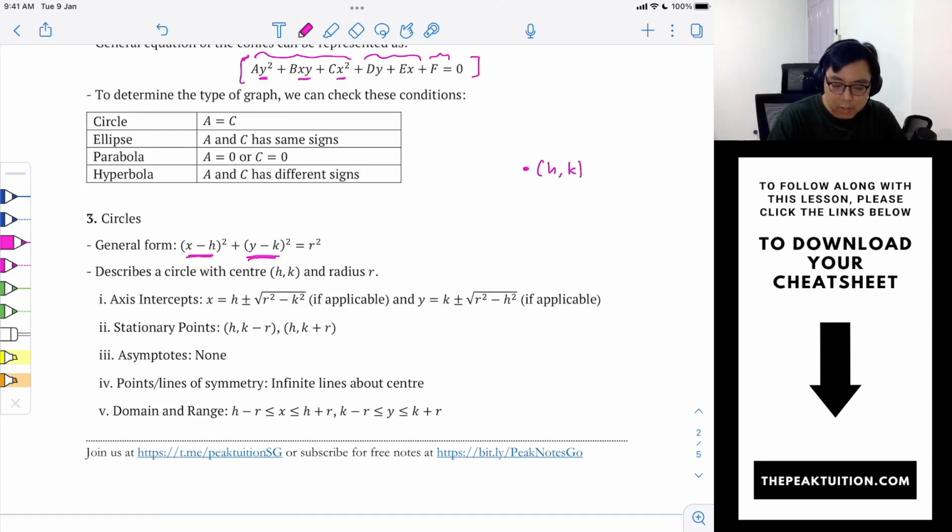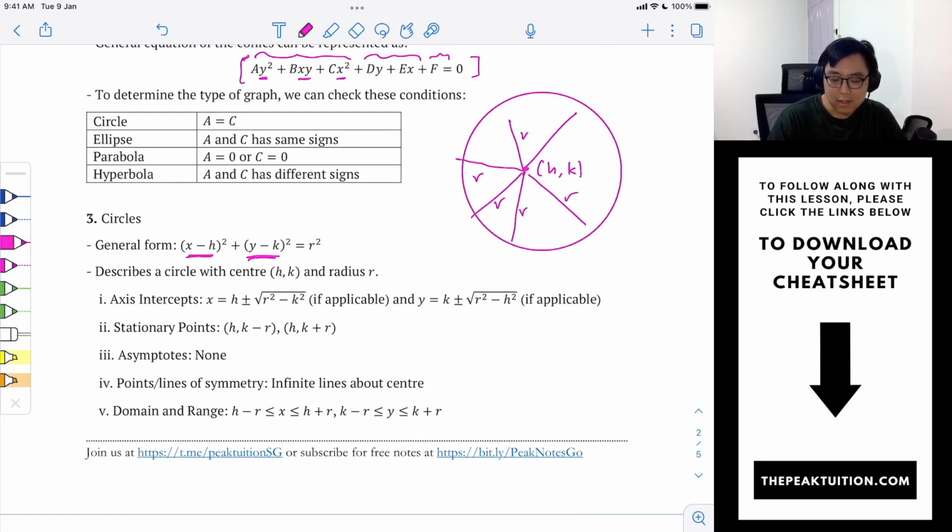And we notice that there's a square. So that means when (x − h) squared plus (y − k) squared is equal to r squared, what does this remind us of? This reminds us of Pythagoras theorem, right? So that means the hypotenuse of any point from this (h, k) must be r. Then what do we get? We get a circle, right? Circle with radius r. Okay.